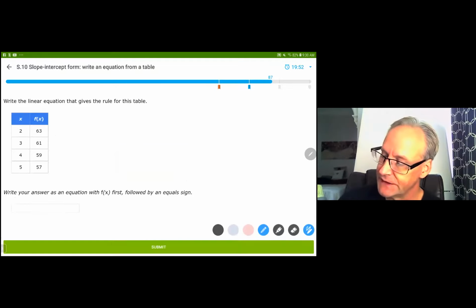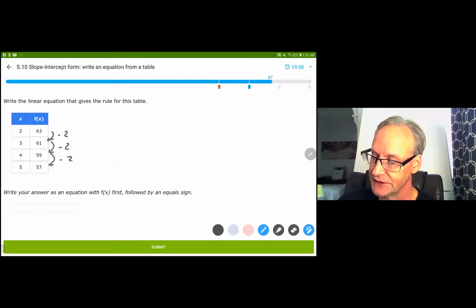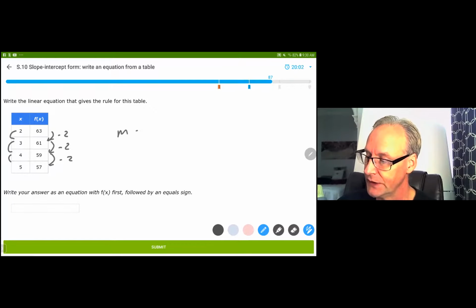All right, let's see. We went down 2, we went down 2, we went down 2. That's the change in y, and these are just going up 1 each time. So our slope is -2. It may not be obvious to a lot of people, but if I multiply the 2 times the -2, then I have to add 67 to get to 63. Probably not that obvious, so I'm going to go ahead and write it out.